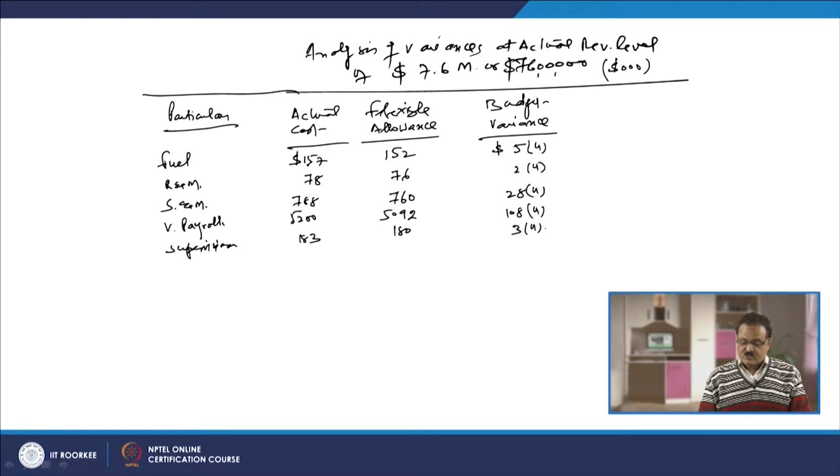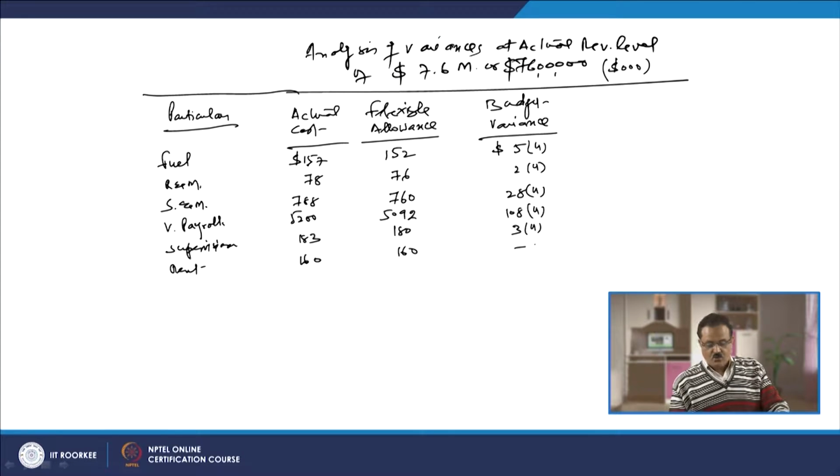So, supervision is also causing the variance, and then you talk about the rent. Rent is the same: 160 was expected, 160 is there. So, there is no variance. Then we talk about the next expense.